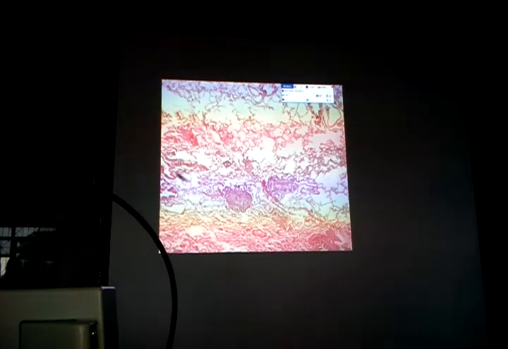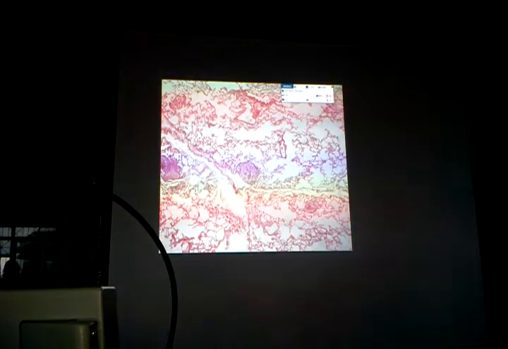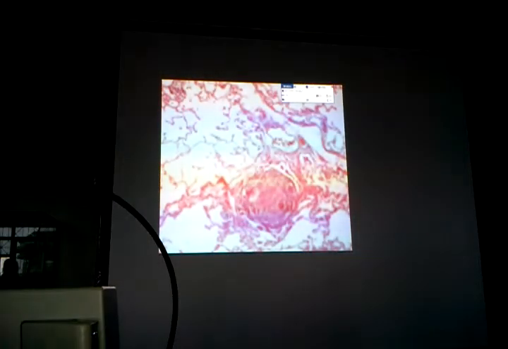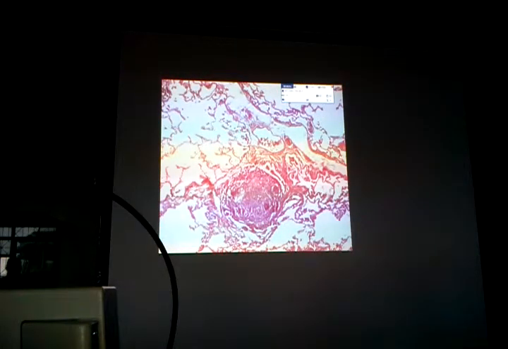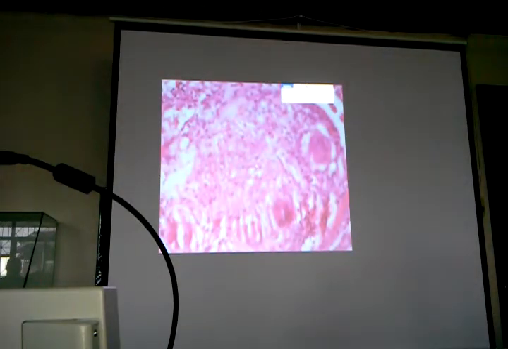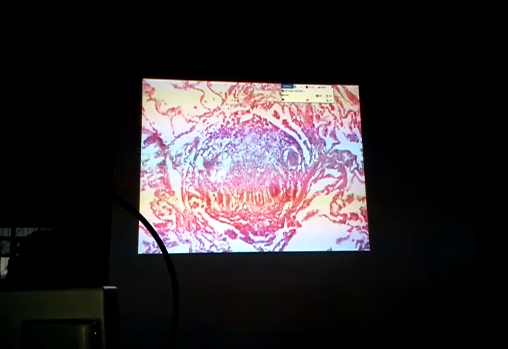Okay, you have already seen this slide in the first grading period. This slide is diagnosed as sarcoidosis. What type of inflammation is seen in sarcoidosis? What type of inflammation will develop in sarcoidosis? What type of inflammation?